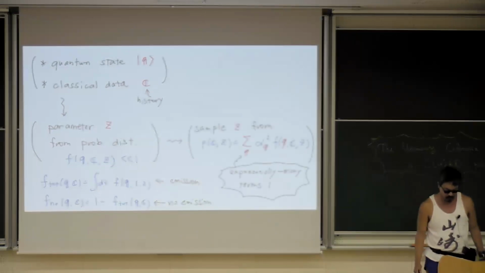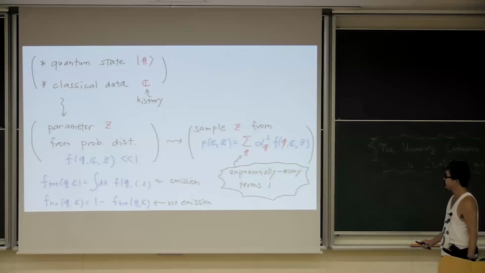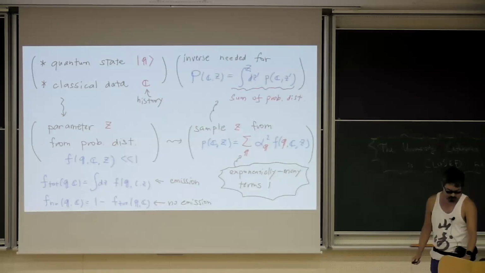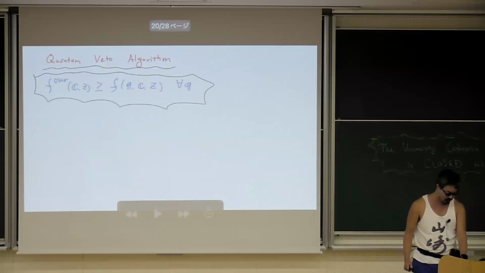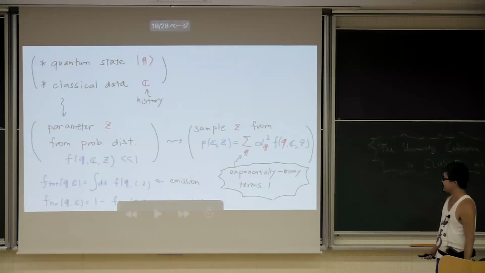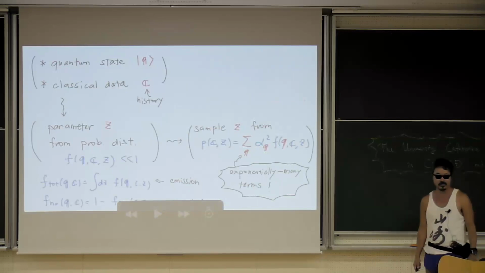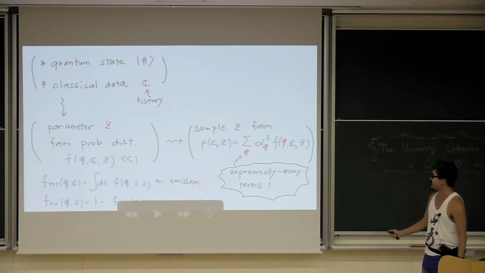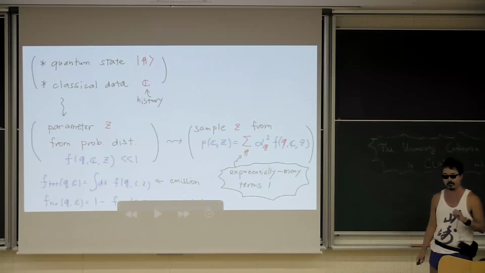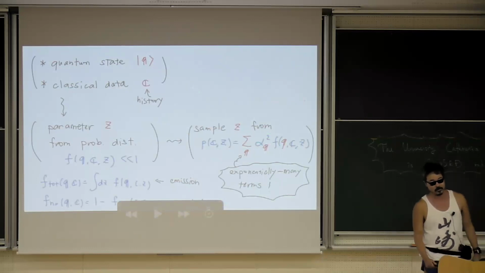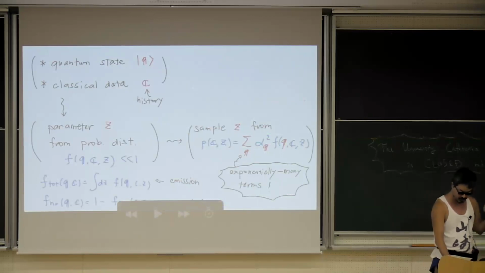If you subtract from 1, that's the no emission probability. Now the question is that you want to sample from some probability distribution. Here we have chosen a particular state, and you have to sum over all the quantum states. This is the probability distribution, and we want to sample from it.